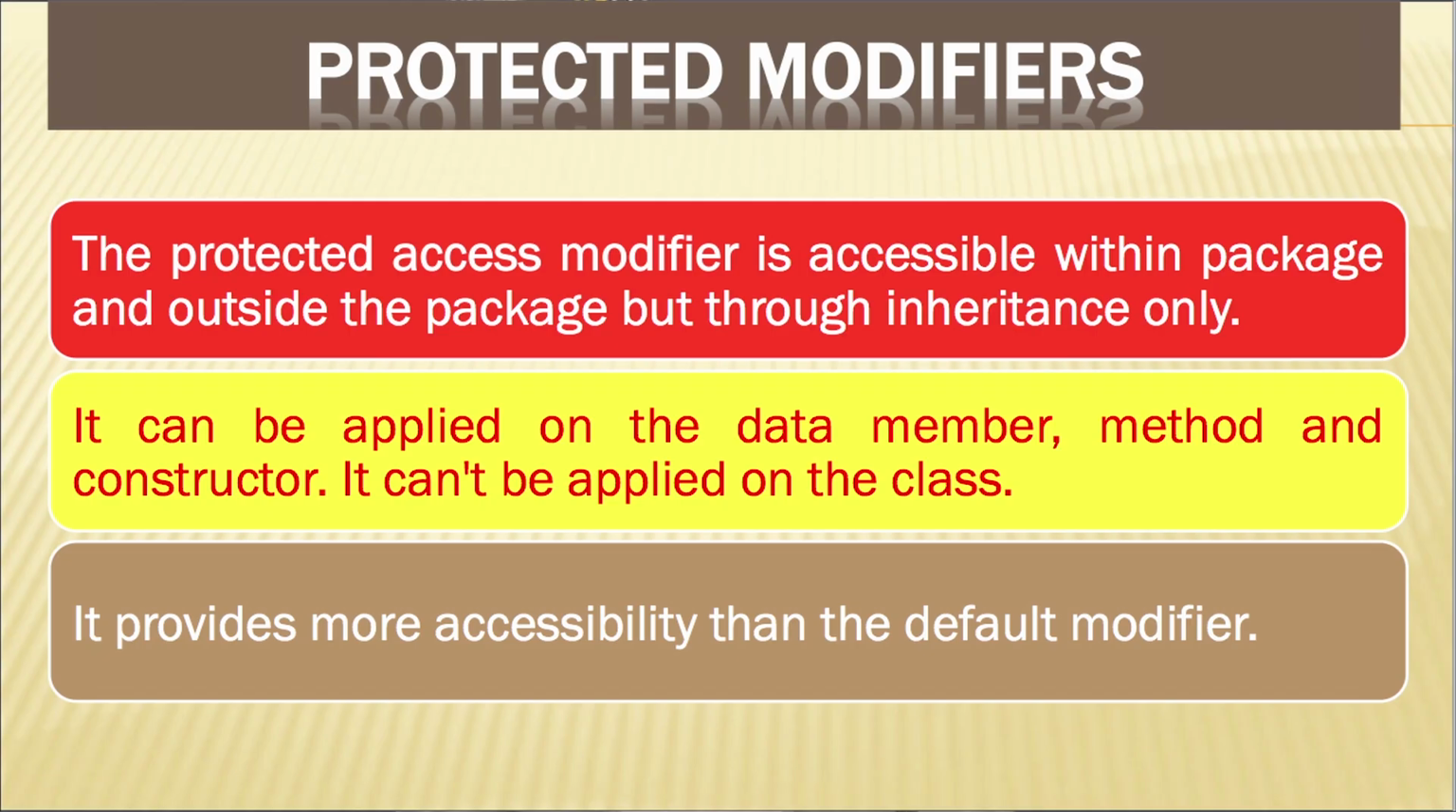And the third point, it provides more accessibility than the default modifier. This way, private is the most restricted one, default has more accessibility than private, and the protected modifier has more accessibility than default and private also. So in this example, the third line says it provides more accessibility than the default modifier. These are the major points regarding the protected modifier.